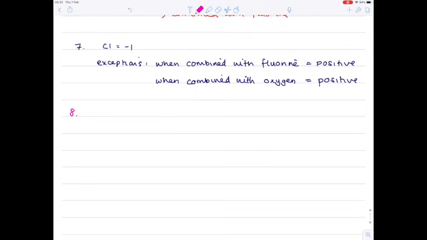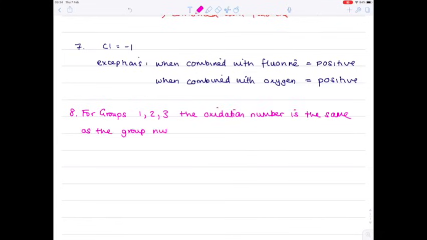And then the last rule, which is fairly straightforward, and hopefully you remember this from GCSE and IGCSE: for groups 1 to 3, the oxidation number is the same as the group number. E.g., sodium is in group 1, so its oxidation number is +1.